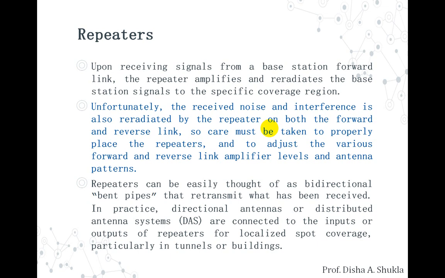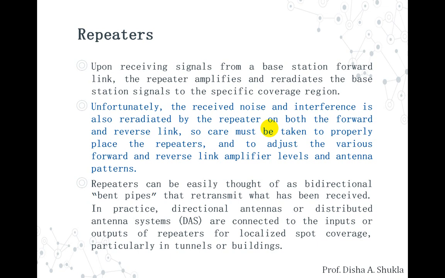Repeaters can be easily thought of as bidirectional bent pipes that retransmit what has been received. That is, whatever it receives, they will be retransmitting that particular thing, and they can be thought of as bent pipes, but bidirectional bent pipes.